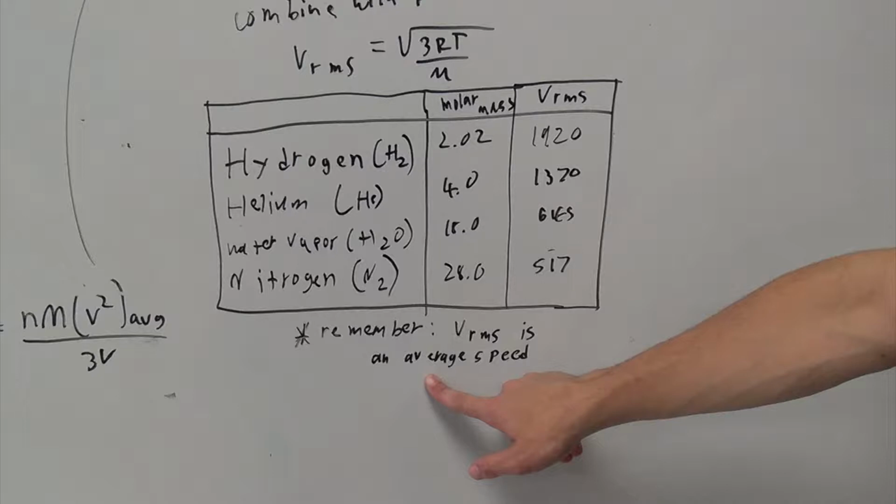Since RMS speed is an average speed, there are molecules that will travel faster and slower than the speed listed on the chart. The speed of sound in a gas is closely related to RMS speed because any waves that travel within this gas must be moving slower than the average speed of the gas.